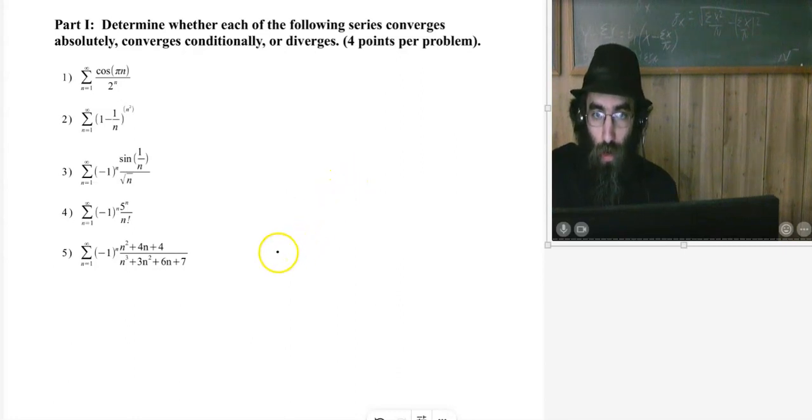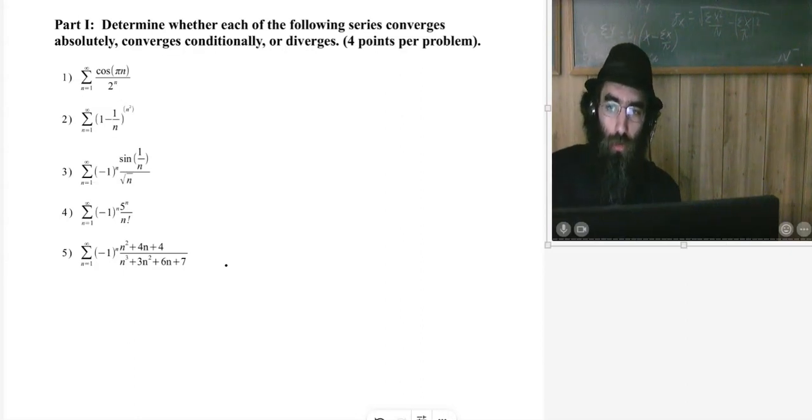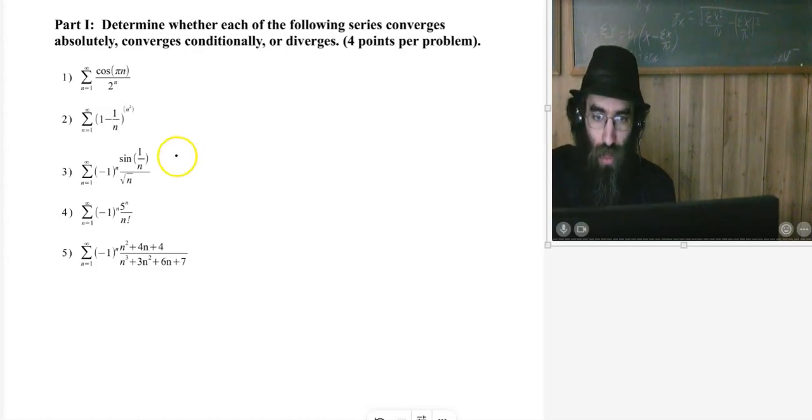And finally, for part 1, sum n goes from 1 to infinity, negative 1 to the n times n squared plus 4n plus 4 over n cubed plus 3n squared plus 6n plus 7. Again, when you think in the long run, for large values of n, approximately how is this behaving? Right, the same line of thought you should have had for sine of 1 over n over square root n. You'd say, in the long run, this behaves like 1 over n. So we limit compare to 1 over n.